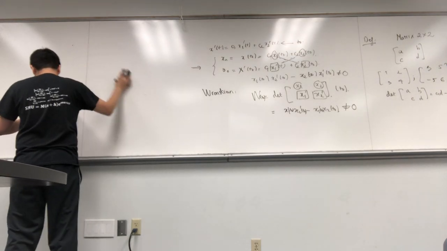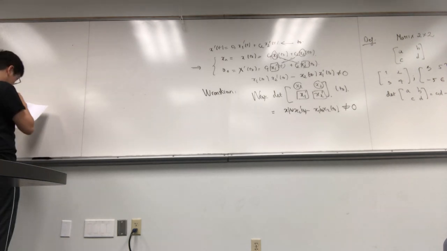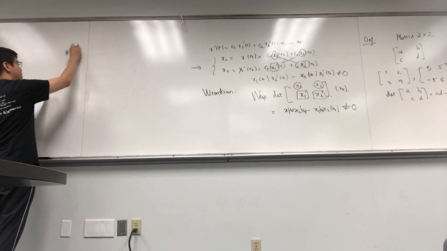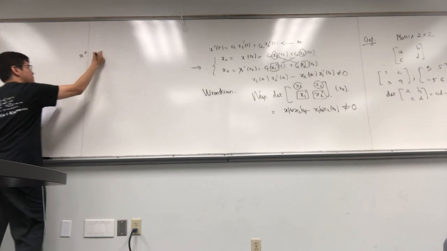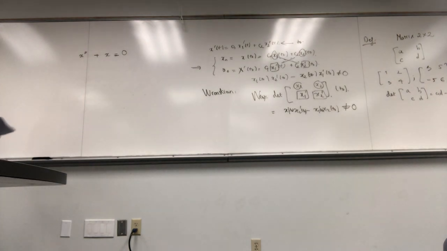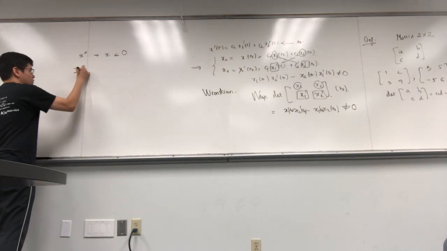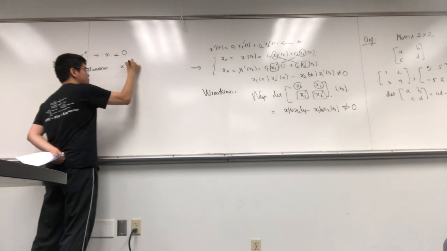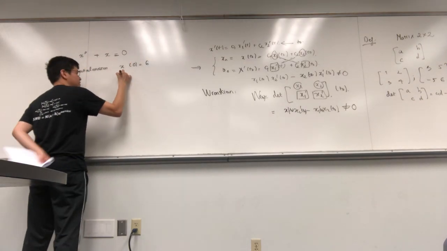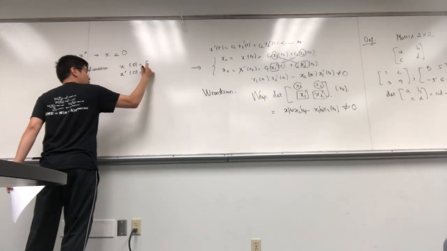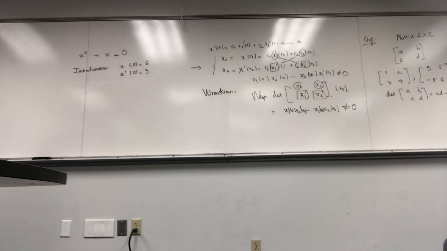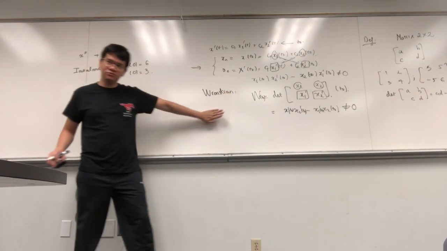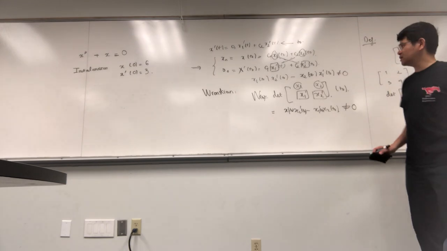So let us try to do one exercise to understand this kind of thing. You have x double prime plus x is equal to 0, and the initial conditions are x(0) is equal to 6 and x prime at 0 is equal to 3. So let us try to solve this equation, and we try to connect that with what we learned from the Wronskian.